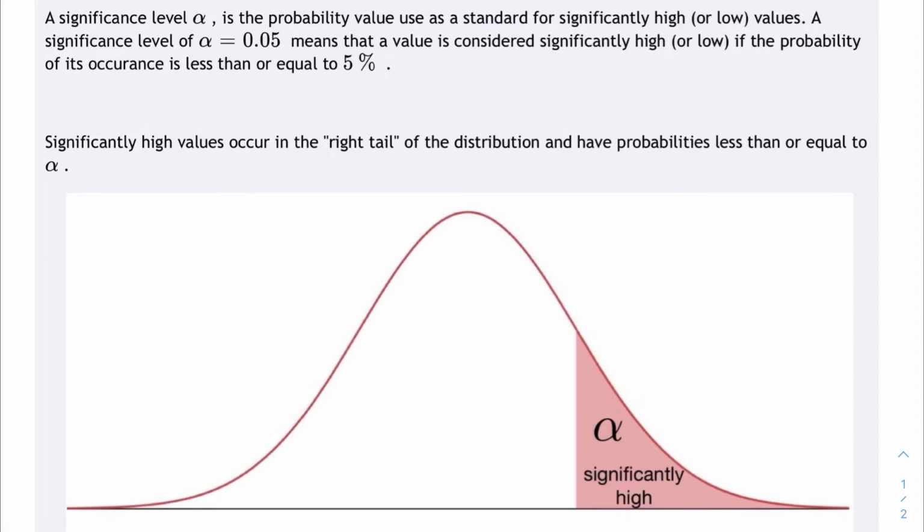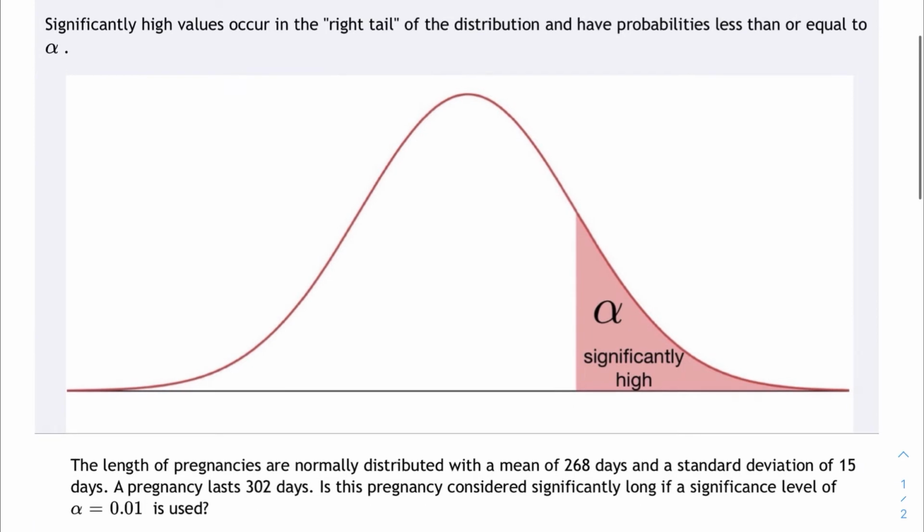A significance level alpha is the probability value used as a standard for significantly high or low values. A significance level of alpha equals 0.05 means that a value is considered significantly high or low if the probability of its occurrence is less than or equal to 5%. This means that significantly high values occur in the right tail of the distribution and have probabilities less than or equal to alpha.